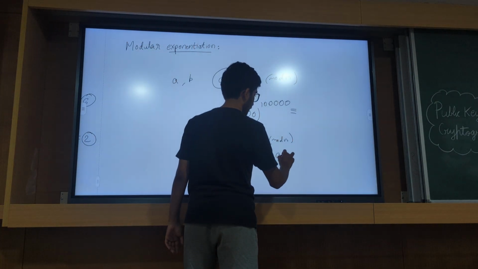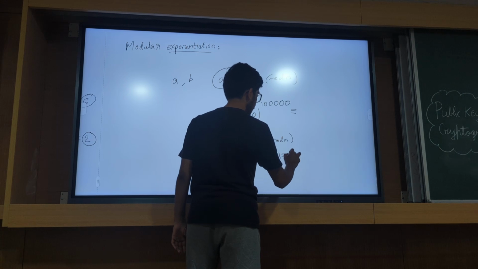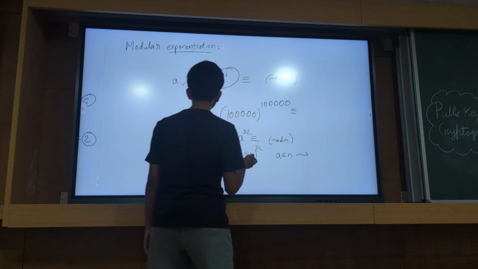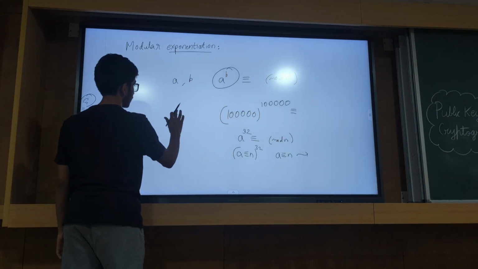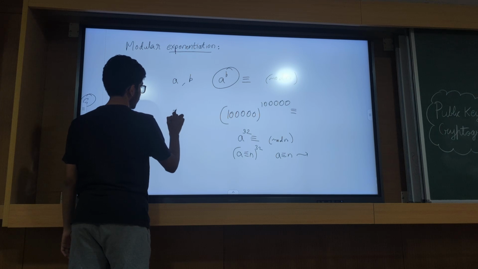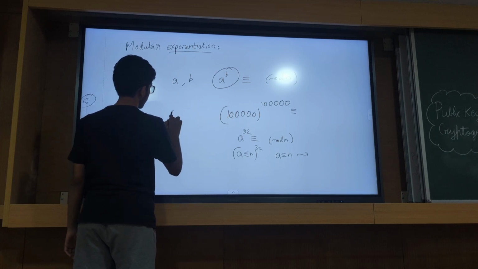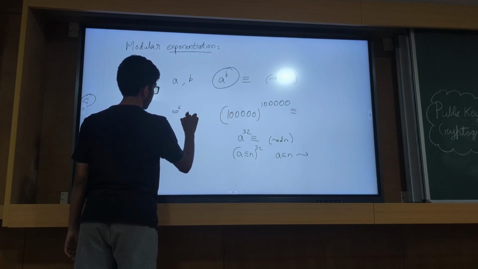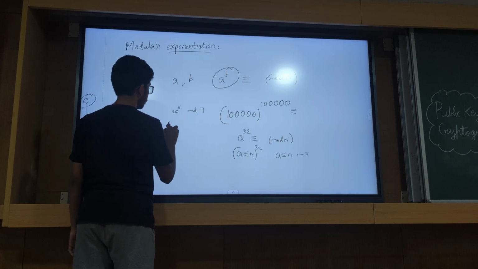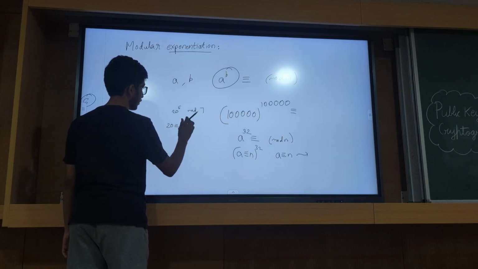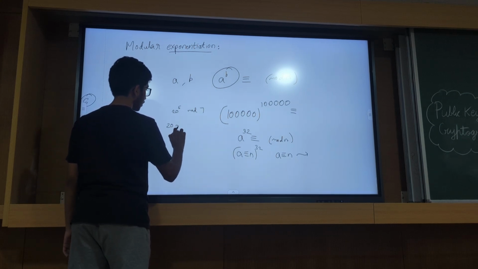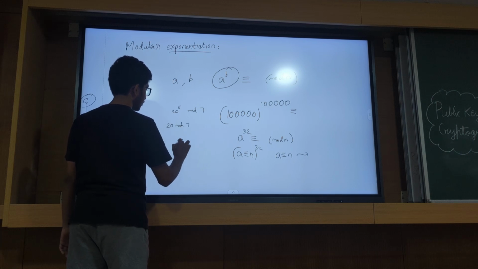First you take a and do modulo n. Then let's say you got some number. You can take an example. Let's say you have to find 20 power 6 modulo 7. So first you take 20 modulo 7. How much is it? 20 modulo 7, you get 6. Now you do 6 square.